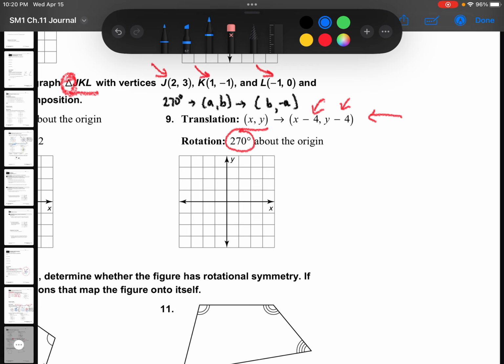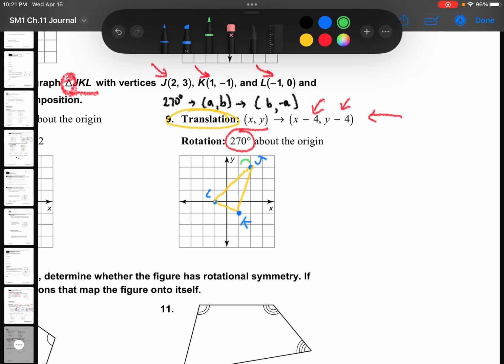J is 2, 3, so 1, 2, 3 is right here. 1, -1 is here. That should be K. And then L is -1, 0. That is here. Okay. Let's do this triangle in yellow. And now let's continue with the translation. Okay. You will notice that the translation is 4 units to the right and 4 units down.